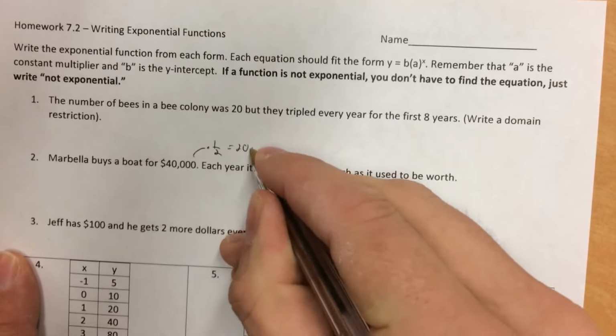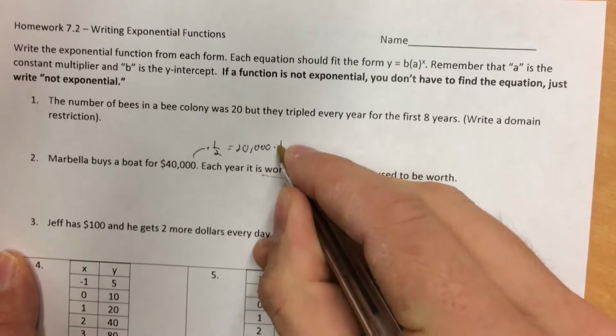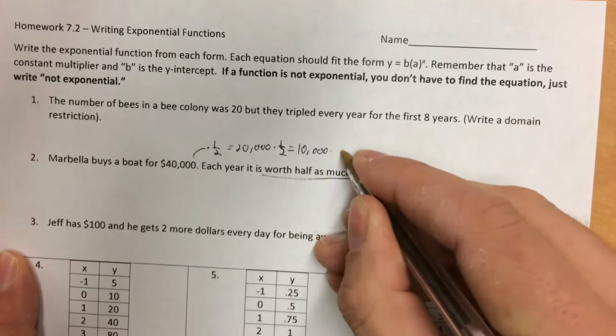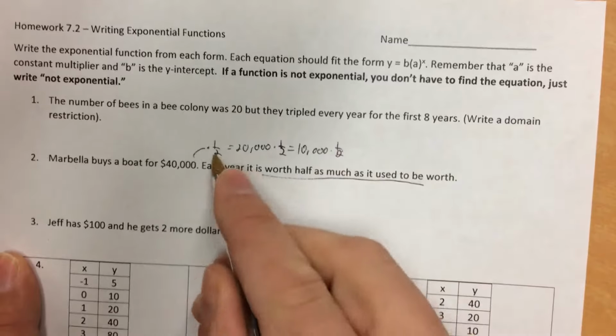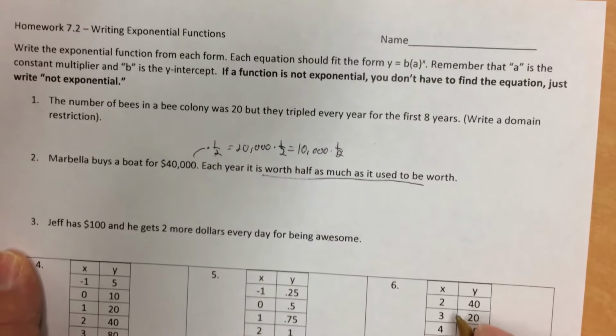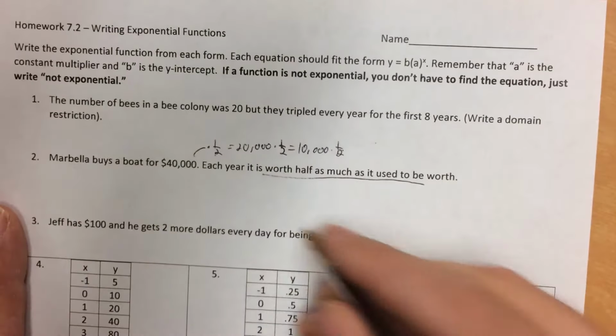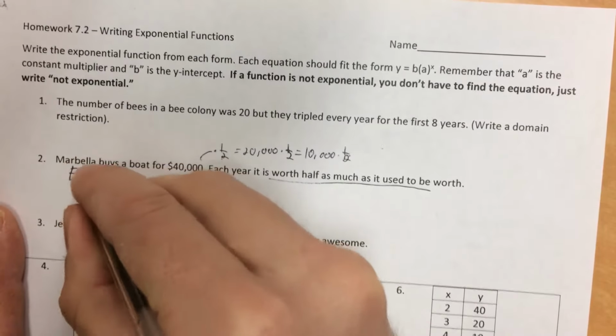That would be 20,000. And then it's 20,000, and we're going to do half of that, which is times 1/2. That's 10,000. Then we're going to do 10,000 times 1/2. And so we see there is a constant multiplier of 1/2 each year. Each year it's half as much as it used to be. And so this is exponential.